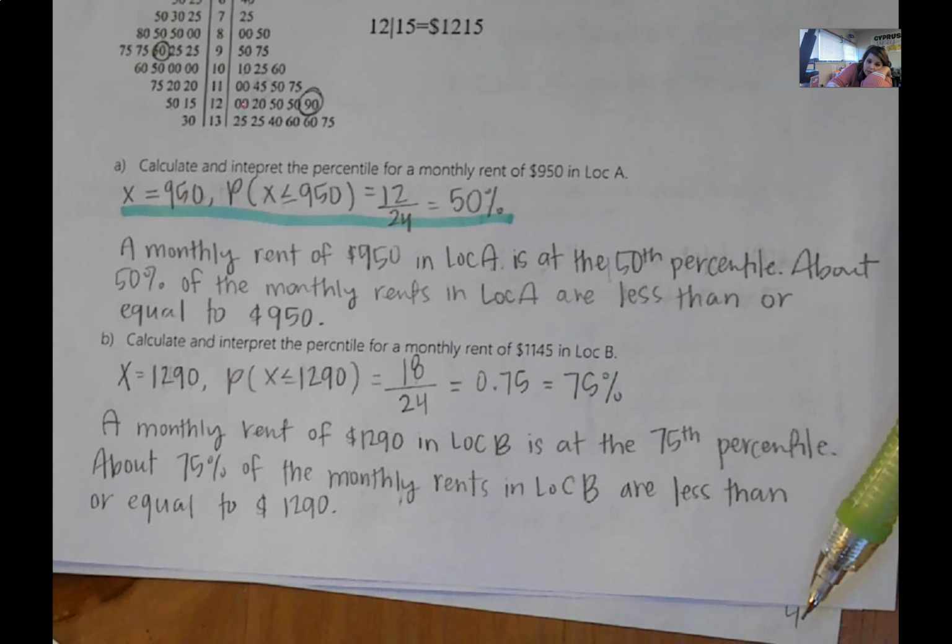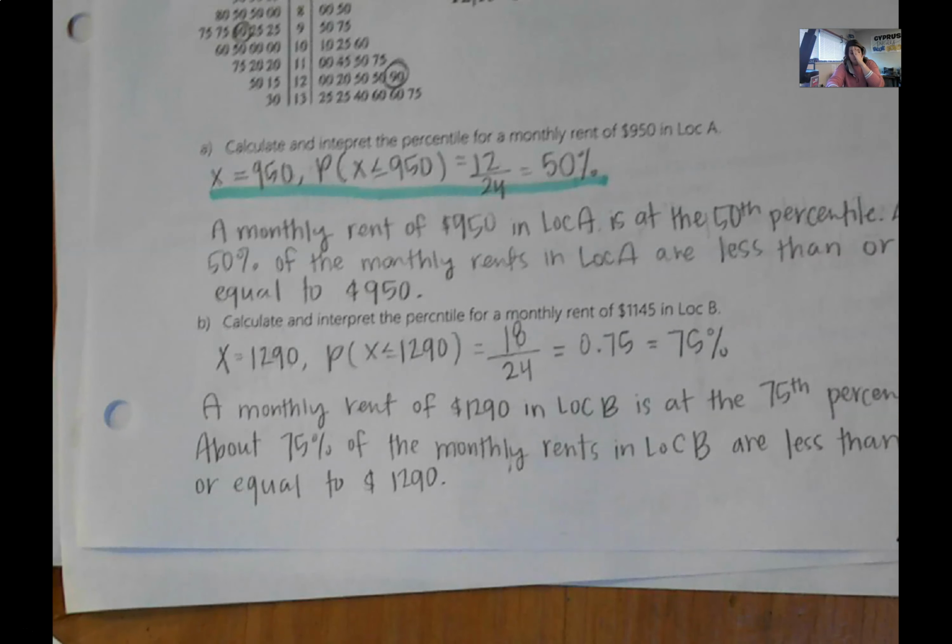It is similar for location B and the monthly rent of $1,290. The interpretation is the same except for changing out location A and the monthly rent. So I apologize for my responses being completely and totally out of order. Your free response questions that you get on the exam are very similar to this.